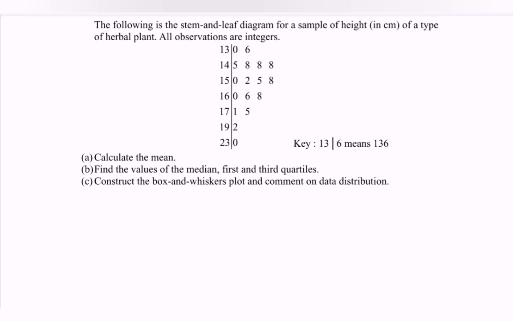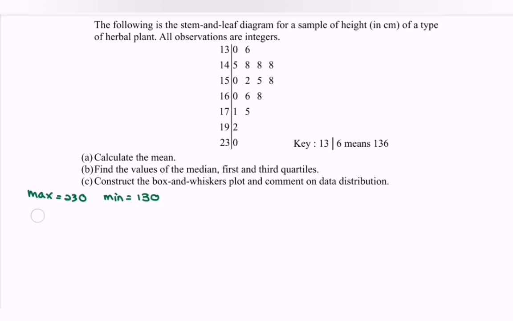Kindly refers to B. Find the value of median, first and the third quartile. C. Construct the box and whisker plot and comment on the data. So in order to construct the box and whisker plot, we must have the 5 important values. The number 1 would be the maximum value. So the maximum value would be 230. Next, the minimum value, where we have 130. Next, we have to find the first quartile.